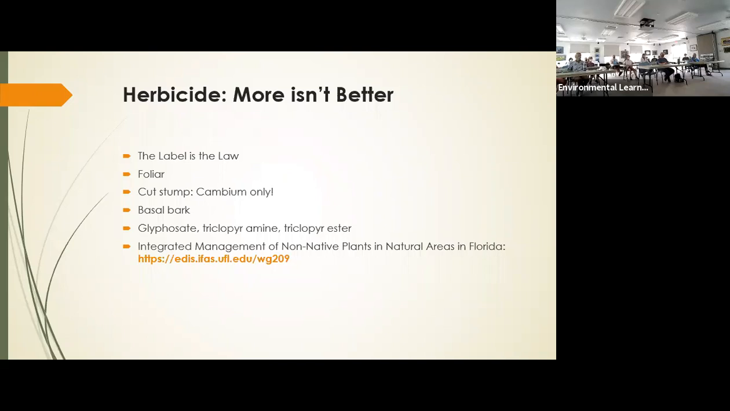Cut stump treatments, on the other hand, I think are a whole lot safer, and they're far more targeted.